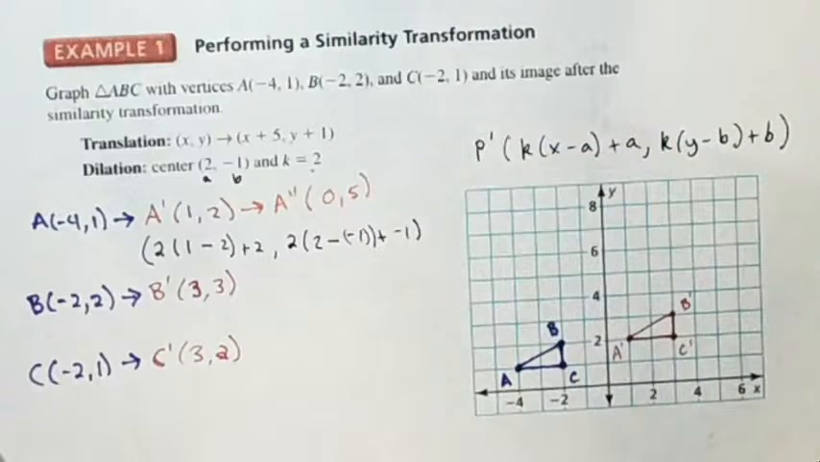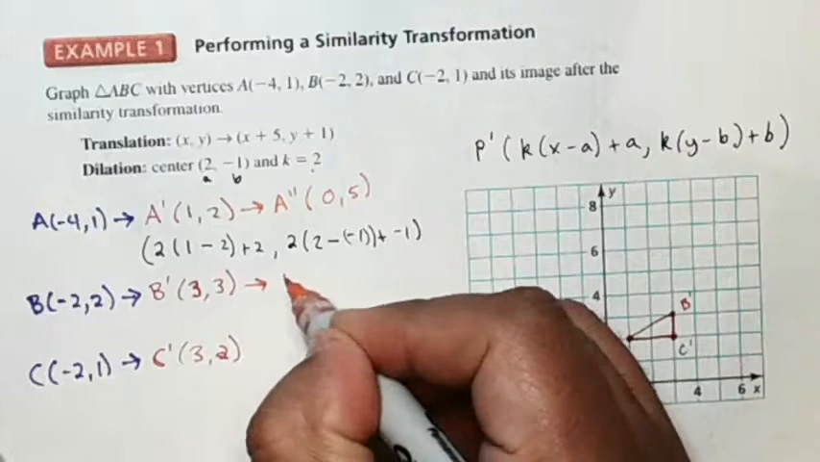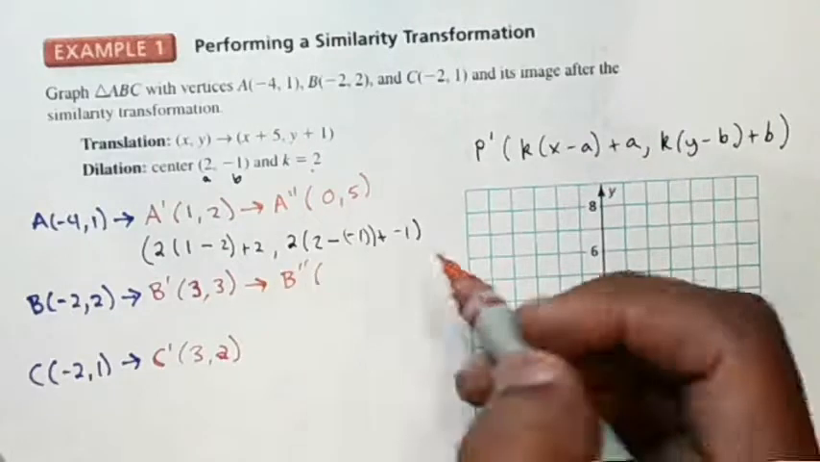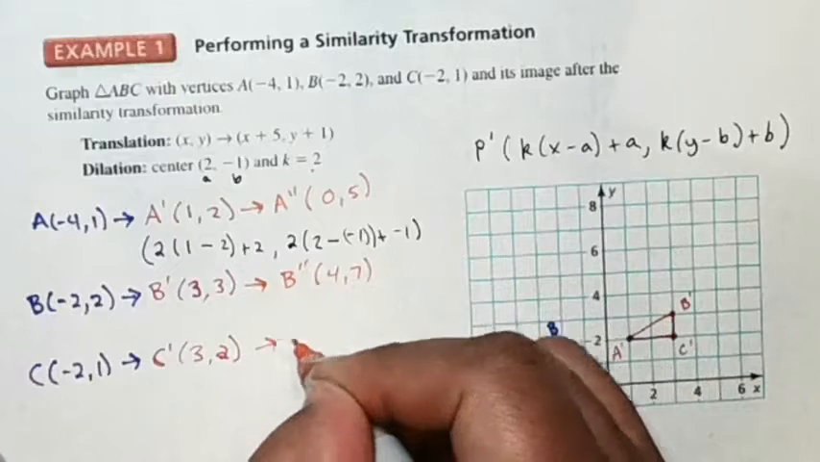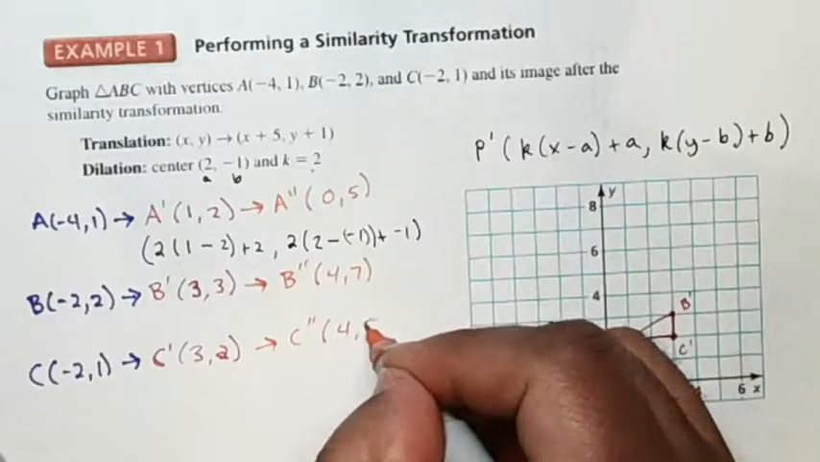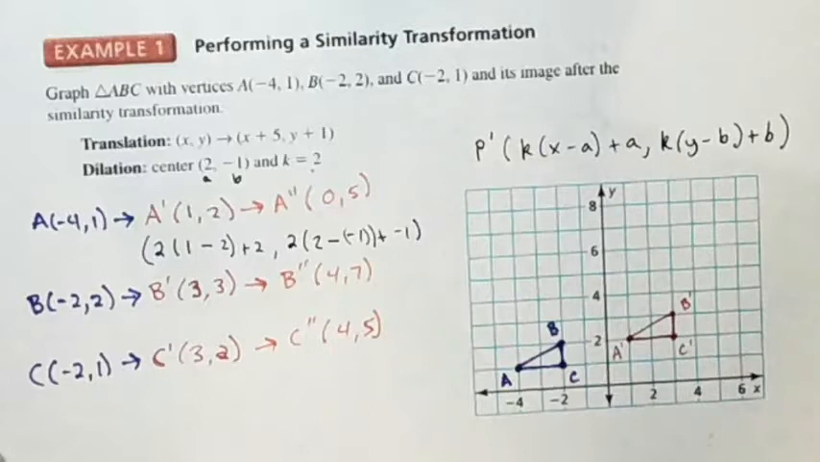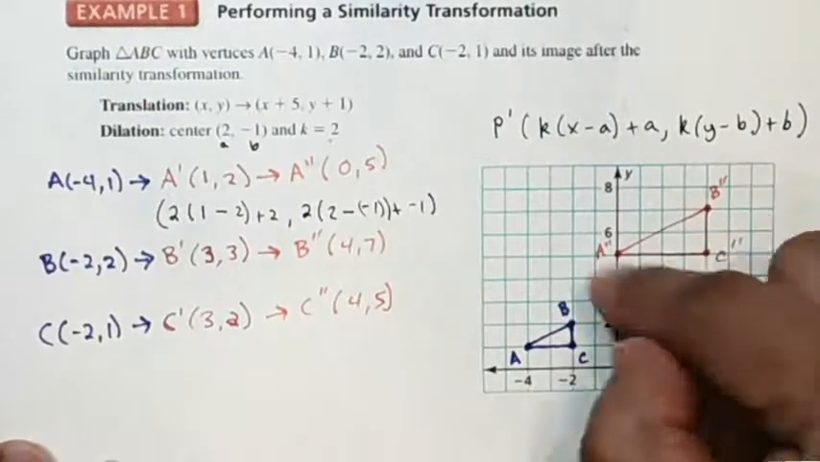If I continue this for B and C, doing the same thing, B double prime comes out to be (4, 7), and C double prime ends up being (4, 5). So let's graph it. Here's our image now after our dilation.